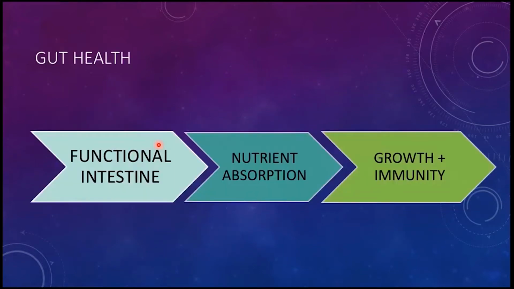So when we speak about gut health, basically we are talking about having a functional intestine. A functional intestine is an intestine that is capable to uptake, to absorb the nutrients that we are delivering to our fish through the feed that we are giving to them. And at the end of the day, what we want is to have fish that grow fast and well with a strong immunity. So basically they are resistant to any challenges in terms of infectious agents or any other stressing conditions that they are exposed to when they are in culture conditions.